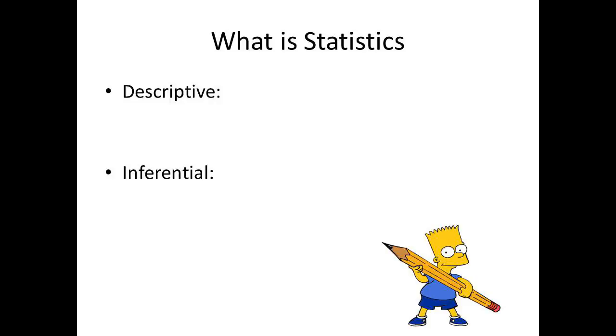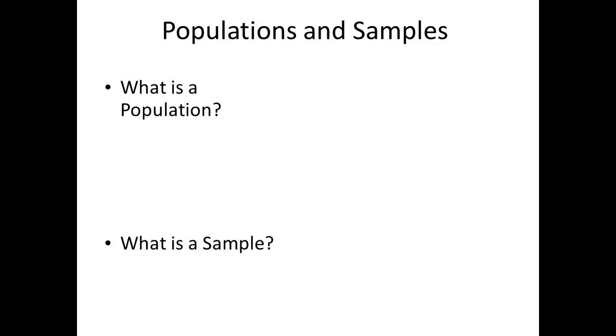And the reason inferential statistics are able to do that, the reason that they give us that ability to draw conclusions, is because they specifically link a population to a sample. So, first questions first, what are populations and samples, and why does that make inferential statistics so important?